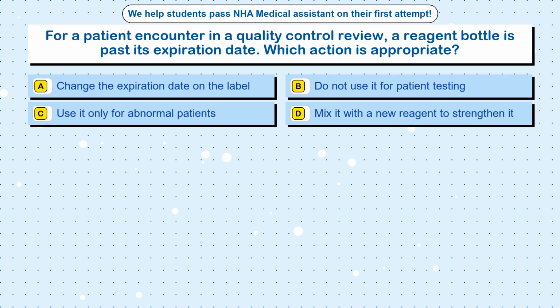Question 95. For a patient encounter in a quality control review, a reagent bottle is past its expiration date. Which action is appropriate? Option A, change the expiration date on the label. Option B, do not use it for patient testing. Option C, use it only for abnormal patients. Option D, mix it with a new reagent to strengthen it.